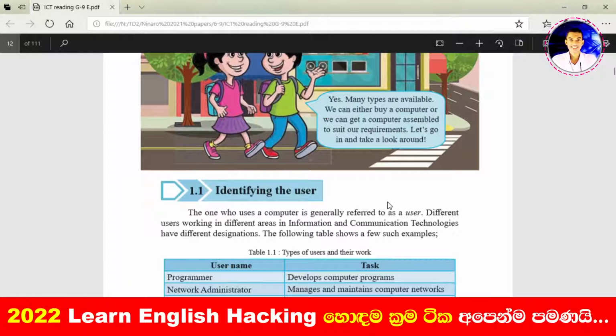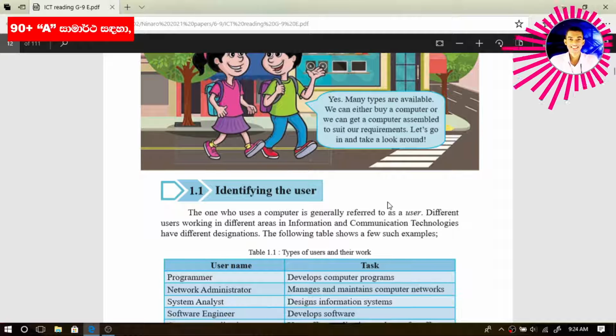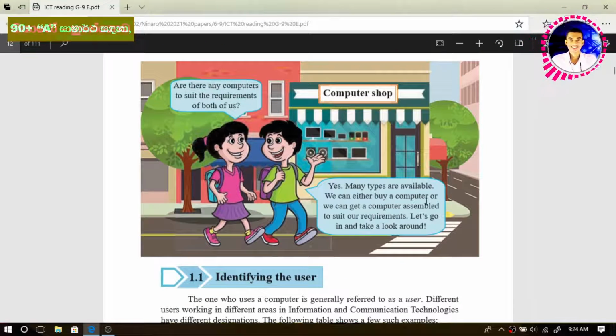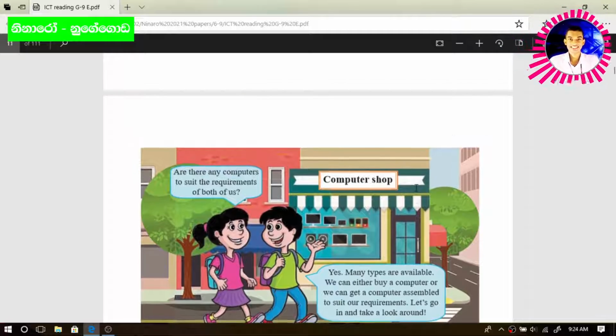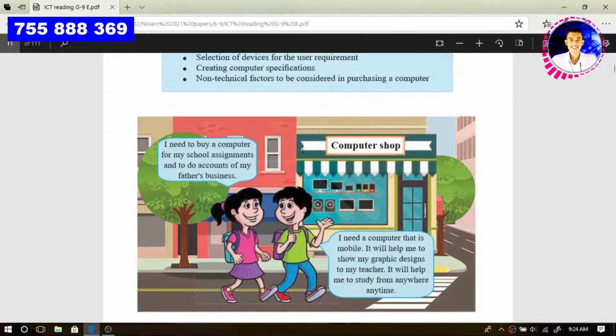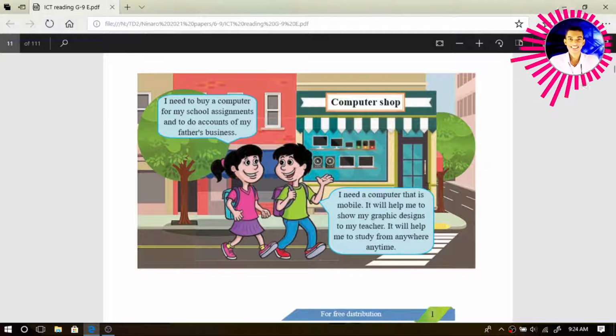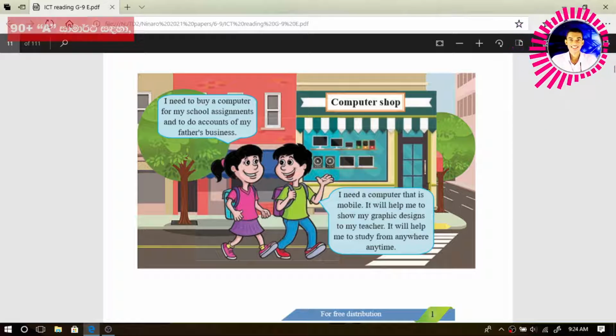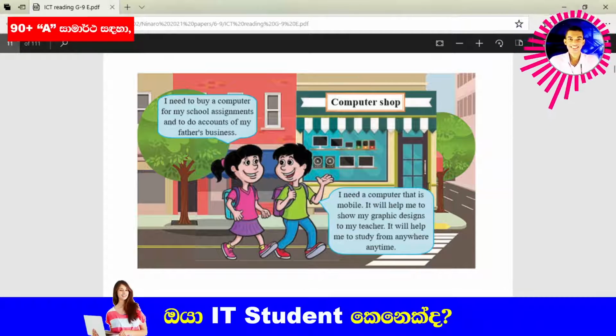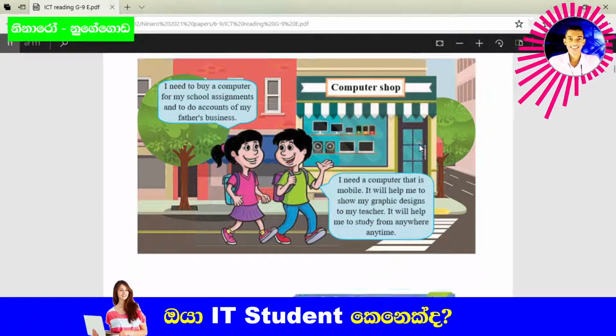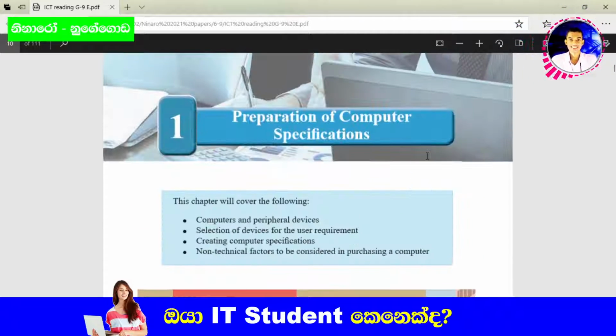There can be various types of users. We can discuss that in the next video. Anyway, through this section, we learned what facts we should consider before buying a computer. As well, according to our requirement, there are so many types of computers to complete our requirement. I think now you have a good idea about the first lesson.